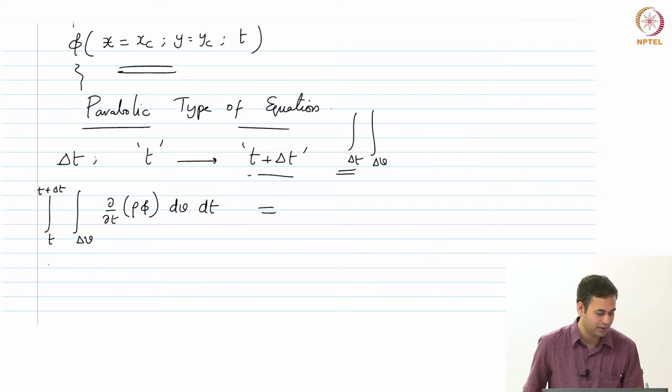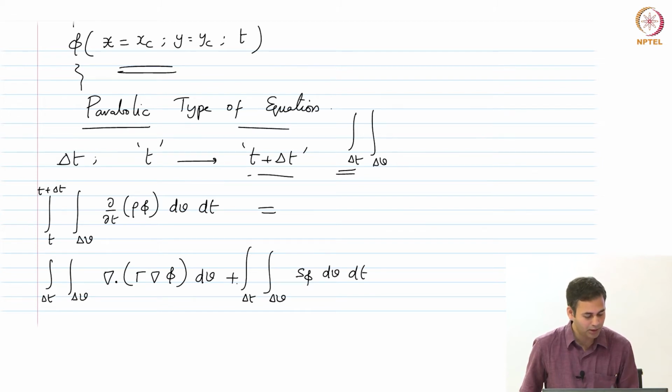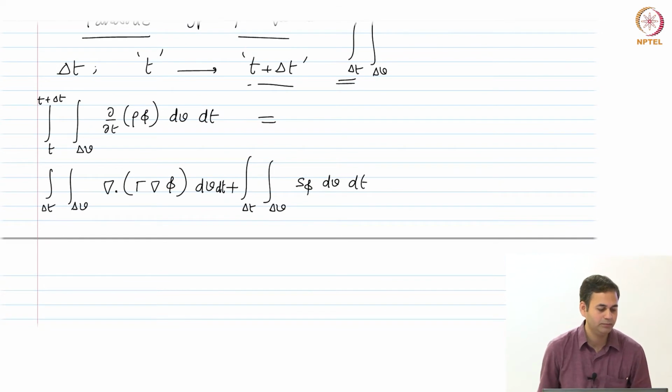What is there on the right hand side? Integral delta t, integral delta volume, we have del dot gamma grad phi dV, right, plus integral delta t, integral delta volume S phi dV dt, and of course, there should be a dt here also, right, dV dt. Fine. So, we obtain an equation. Now, let us look at each and every term, okay, one by one. Let us look at term by term.